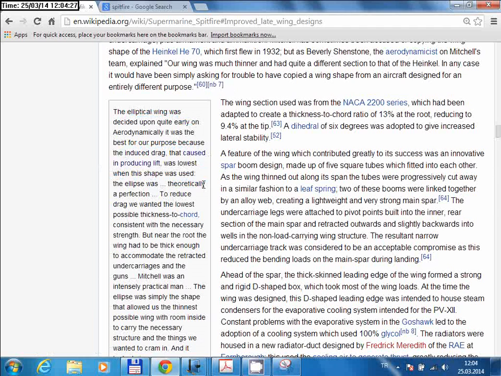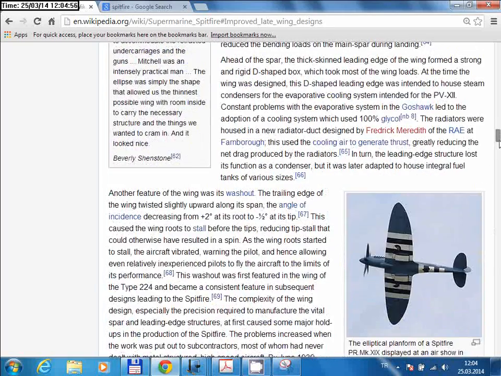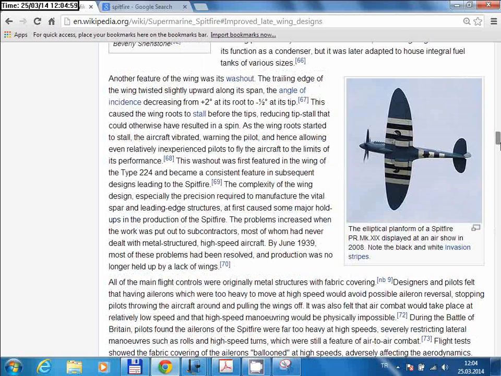And as a result, this aircraft had a superiority over all the other aircraft. So it could fly faster, it could climb faster, it could climb to higher altitudes, it could maneuver faster. So it could do everything better than all the other aircraft, and as a result, it was very successful in the Second World War. So even the horizontal tail has an elliptical planform. You see that?